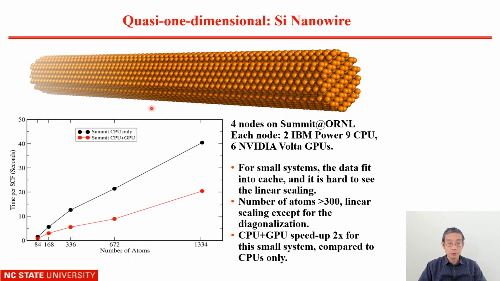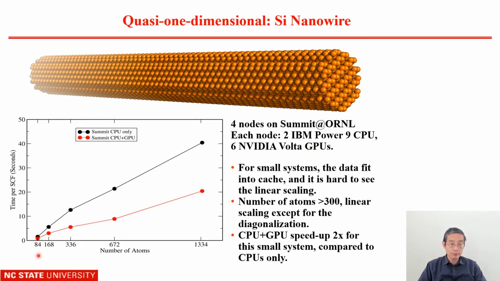The localized orbitals are very good in scaling for quasi one-dimensional systems. Here I just show you a silicon nanowire. We can do a few thousand atoms with localized orbitals for this, but here I only show very small numbers. You can see, for example, here I only use 4 nodes on Summit.